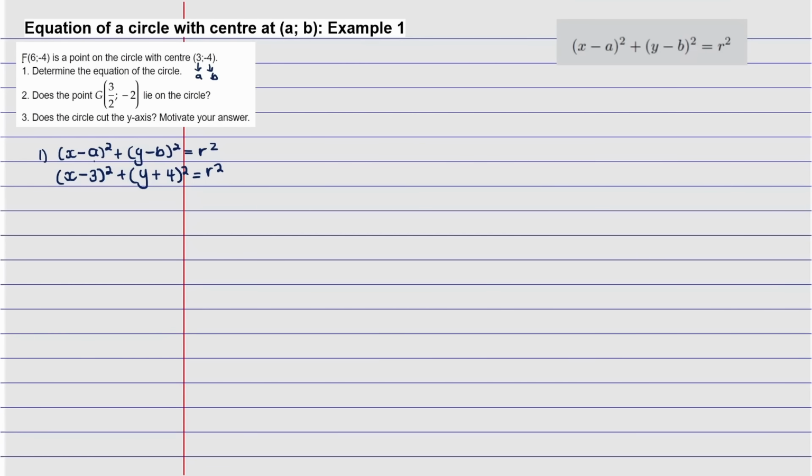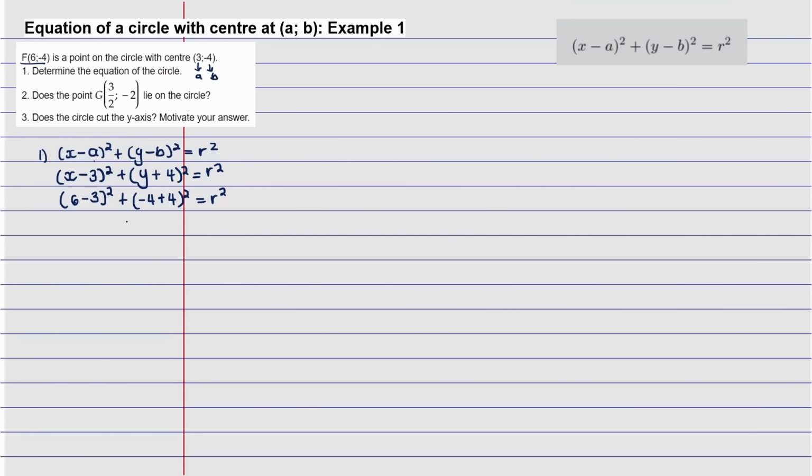To find r, you're going to use this point here, substitute it, and that's going to give you your r, right? So for x, it's going to be 6 minus 3, all squared. Plus, this one's going to be negative 4 plus 4, all squared. It's going to be equal to r squared, right?